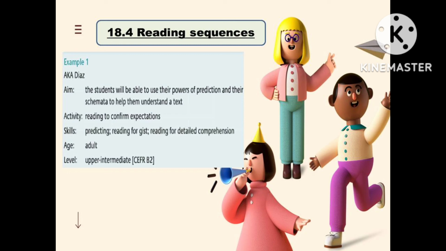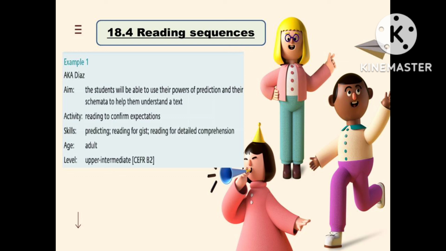So, I have here example 1. The aim: the students will be able to use their powers of prediction and their schemata to help them understand a text. Activity: reading to confirm expectations. Skills: predicting, reading for gist to reading for detailed comprehension. Age: adult. Level: upper intermediate.